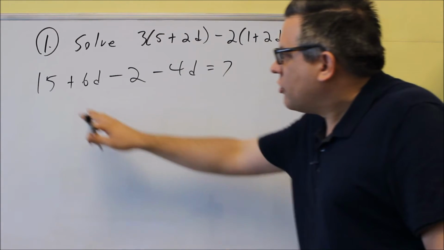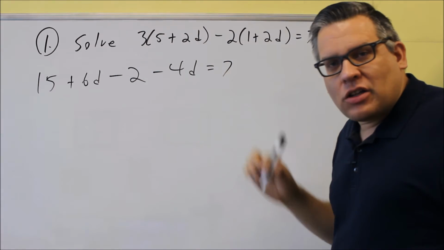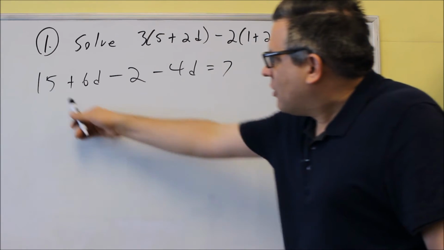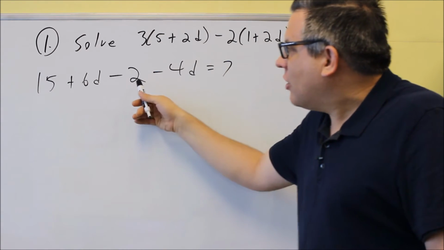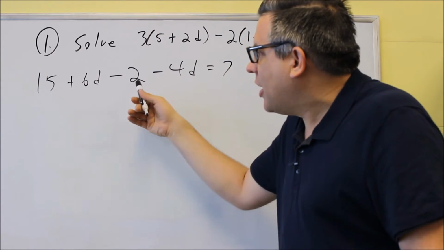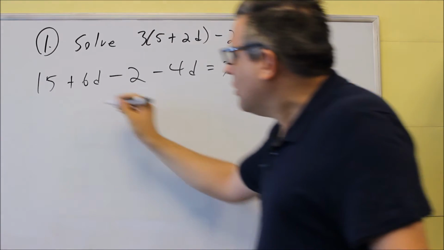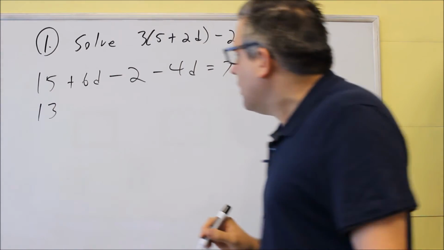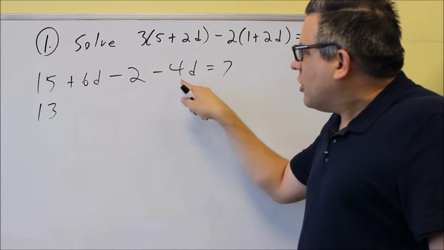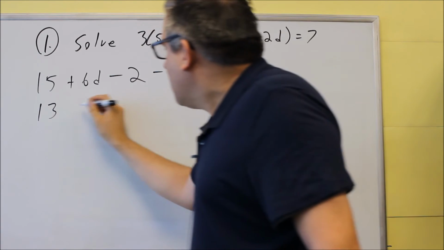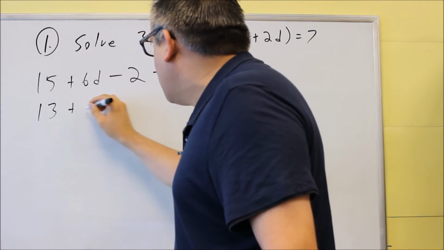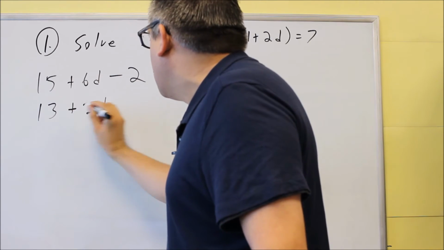Okay, so next we want to start combining like terms together. The first like terms that I see here on the left hand side are the 15 and the minus 2. So I'm going to go ahead and combine those together. 15 minus 2 gives you 13. And then the other like terms are the d terms here. So 6d minus 4d is 2d. That's a positive, so positive 2d is left over.